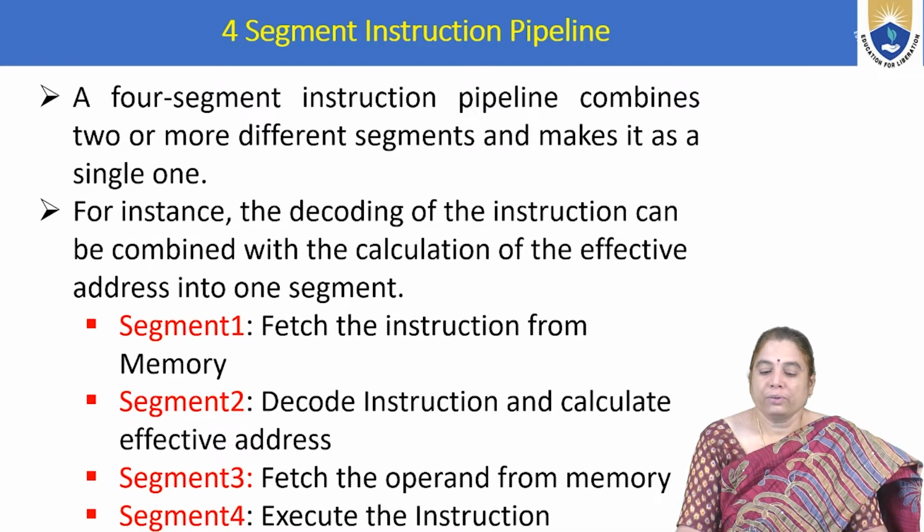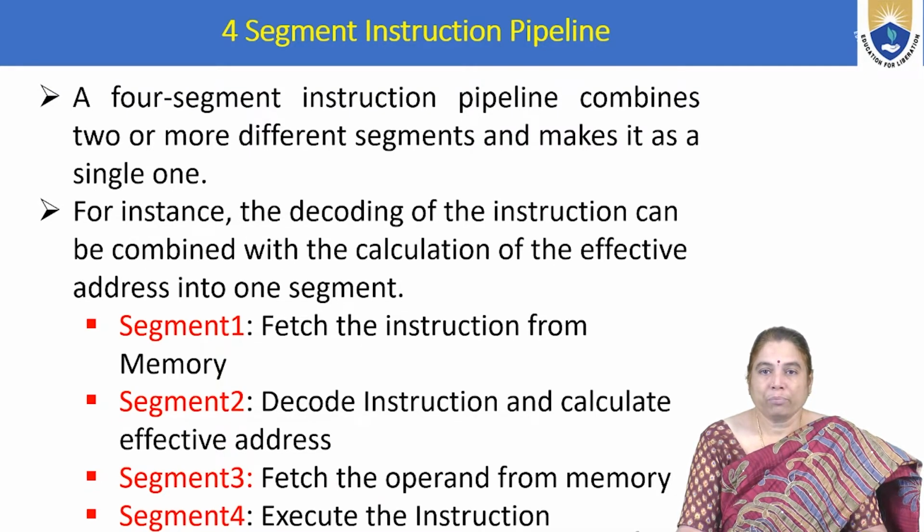What is this 4-segment instruction pipeline? A 4-segment instruction pipeline combines 2 or more different segments into a single one, so that the 6-segment instruction cycle can be reduced to 4. For example, the decoding of the instruction can be combined with the calculation of the effective address into 1 segment. So 2 steps are combined here in order to optimize the execution of the instruction cycle.